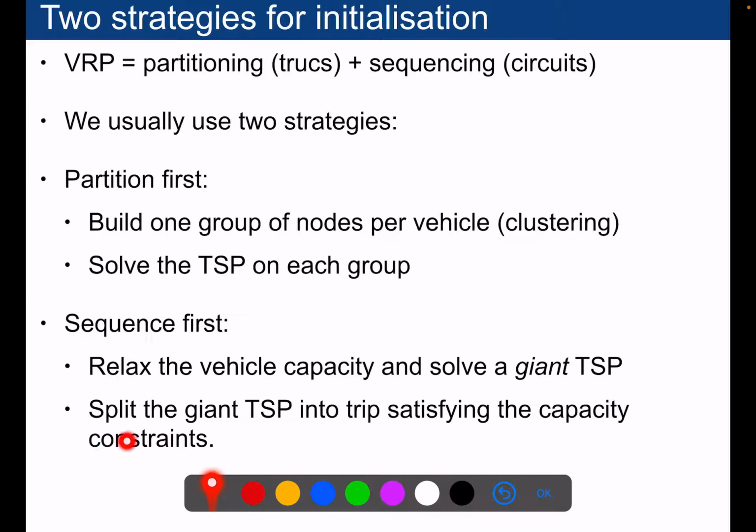In the other strategy, the idea is that we will relax the capacity. So we will start with a giant TSP that involves all the customers, and then we will split the giant TSP into sub-trips that satisfy the capacity constraints. Let's first review some strategies for solving the partition first problem.